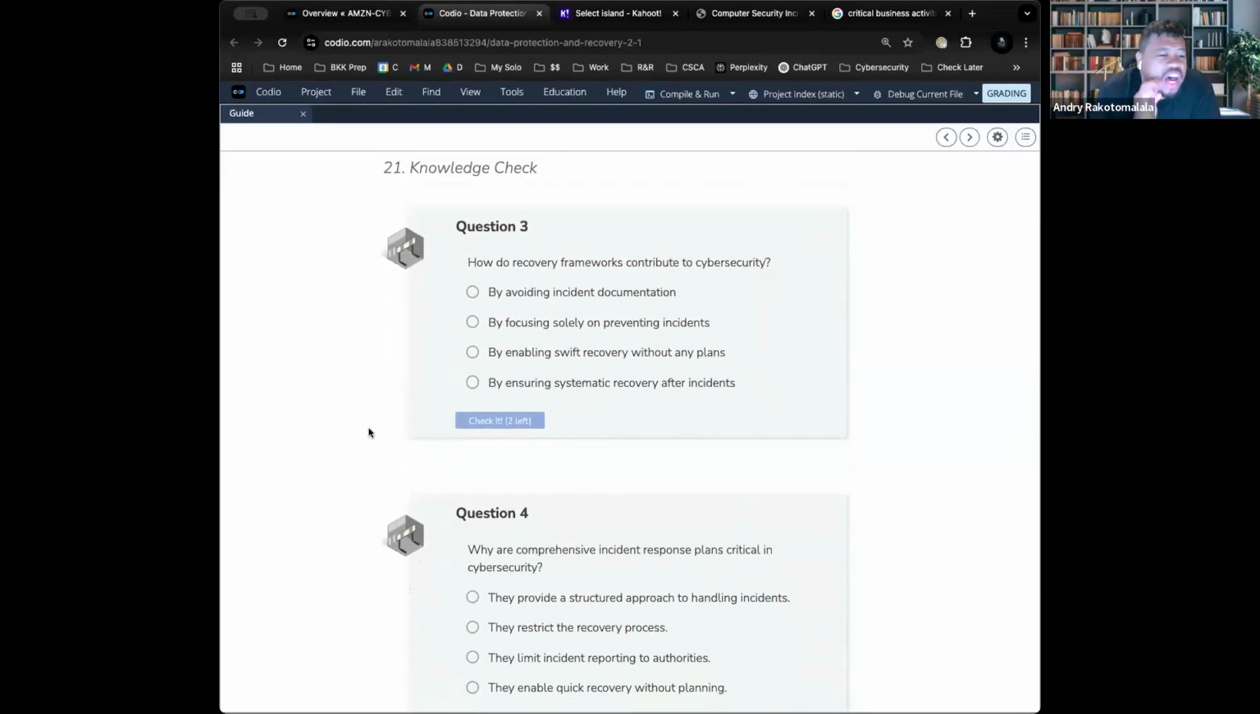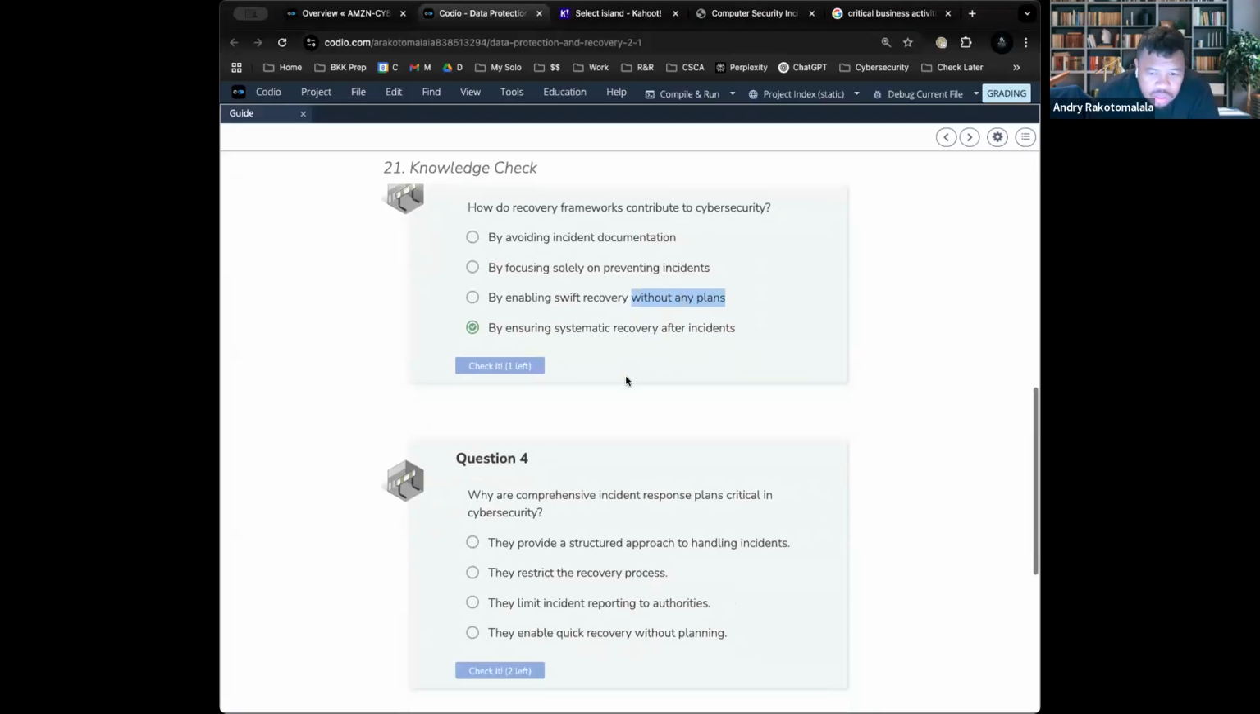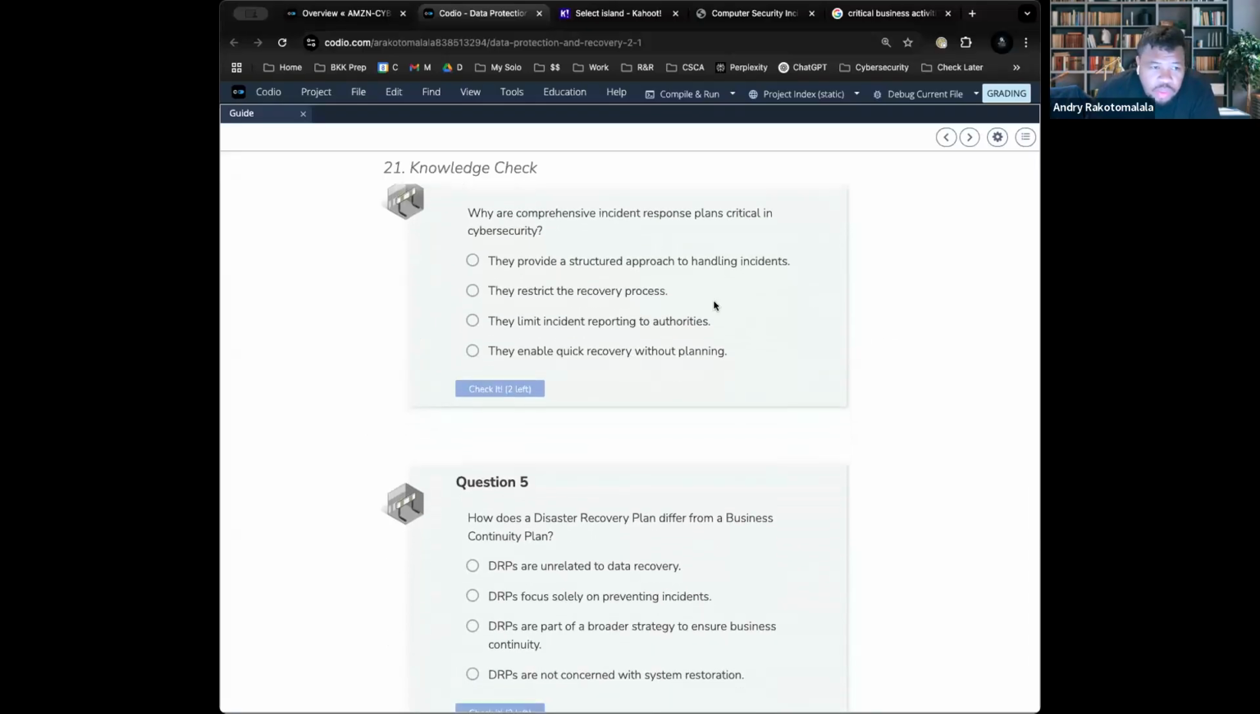Question number 3. How do recovery frameworks contribute to cybersecurity? A lot of people are saying D. If you picked C, the key element here is it says without any plans. So that would be incorrect, right? Because having a framework does involve planning. So it would be D. Question number 4. Why are comprehensive incident response plans critical in cybersecurity? A, B, C, or D? Everyone's saying A.